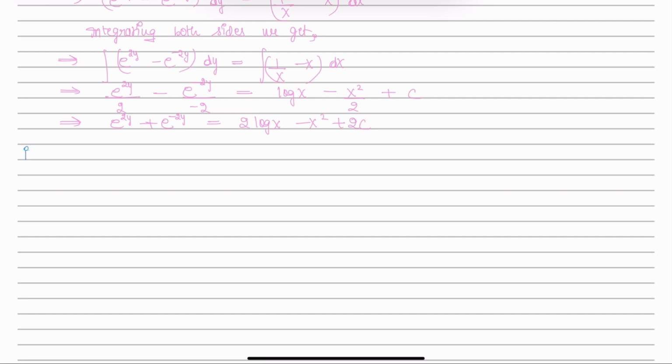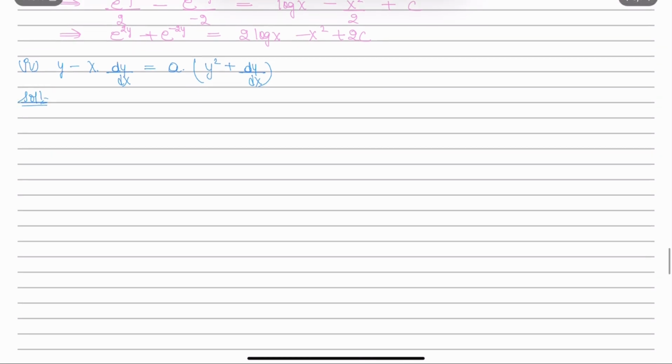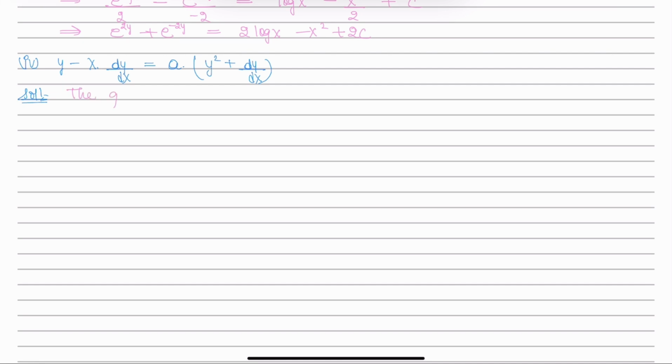Next question: (y - x) dy/dx = a(y² + dy/dx). The given differential equation is (y - x) dy/dx = a y² + a dy/dx. Taking the derivative term to one side, it becomes (x + a) dy/dx = a y² - y.